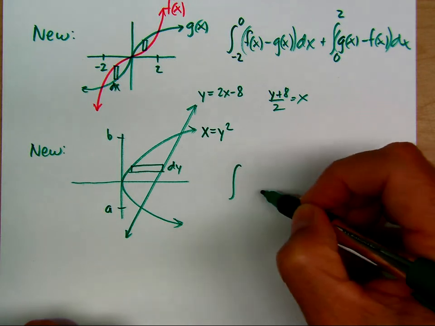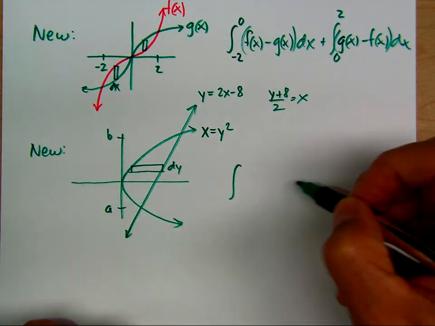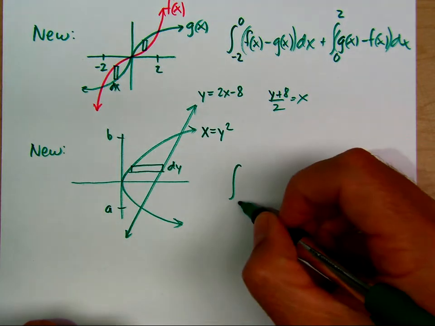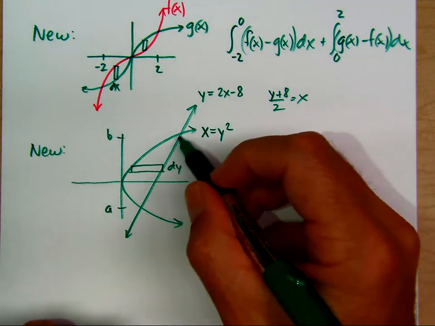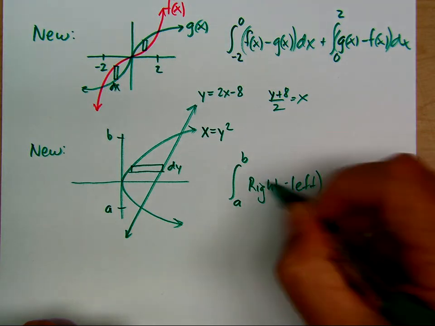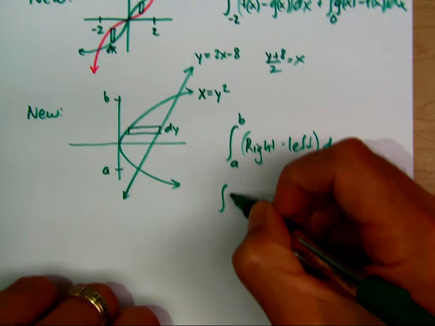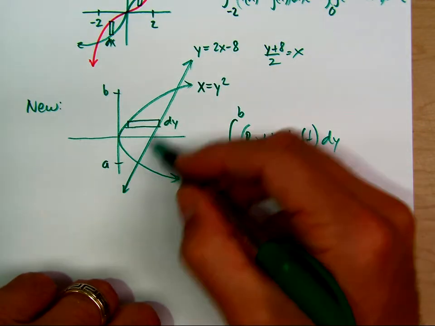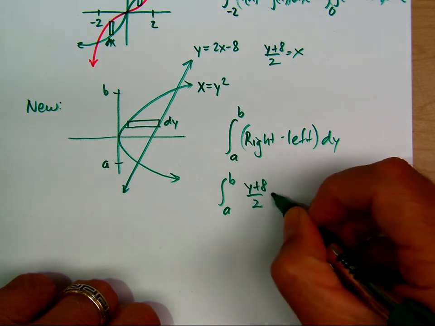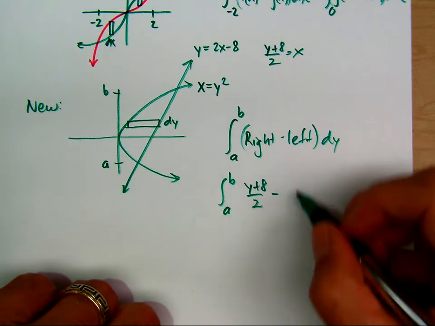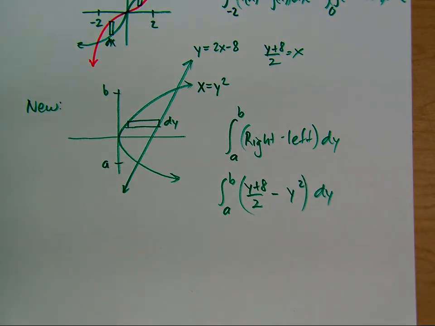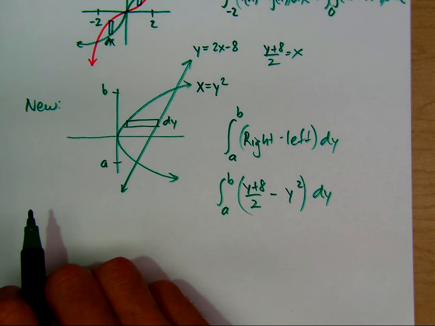Then we can just do one integral with y values, with a y interval from a to b, and then we'll go right minus left dy. So in this problem, the right side is (y plus 8)/2. The left side is y squared. So that's one of the types of problems we'll be working on in this lesson.